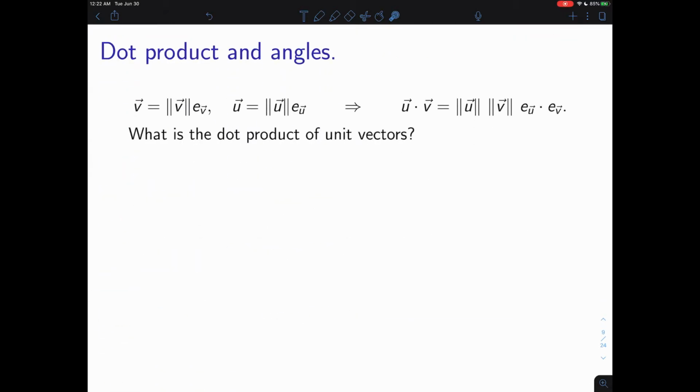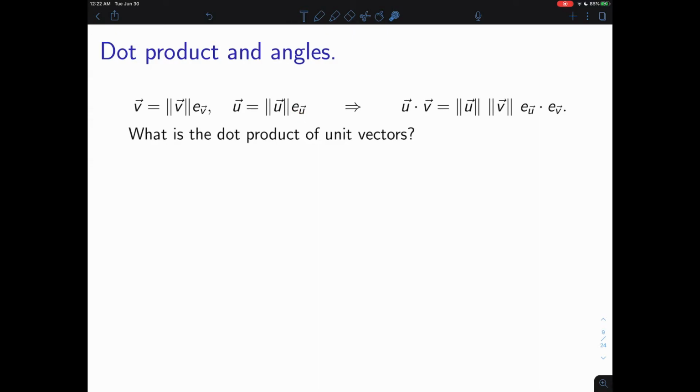What about angles? Dot products and angles. All right, let's suppose that we had two vectors v and u, and I would like to know all about u dot v. Except in this imaginary situation, unfortunately, I don't know the components of u and v. Instead, what I know is the magnitudes of u and v, and I know the directions of u and v. Remember these EU and EV? Those are symbols that stand for the unit vectors that point in the direction of u and v.